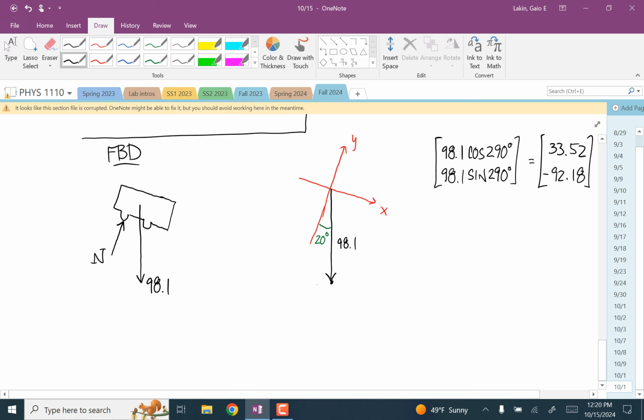And so now we can go to Newton's second law. So we have the weight force, 33.52, negative 92.18, plus N is equal to the mass, 10 kilograms, times the acceleration that we're going to put in here as a0.